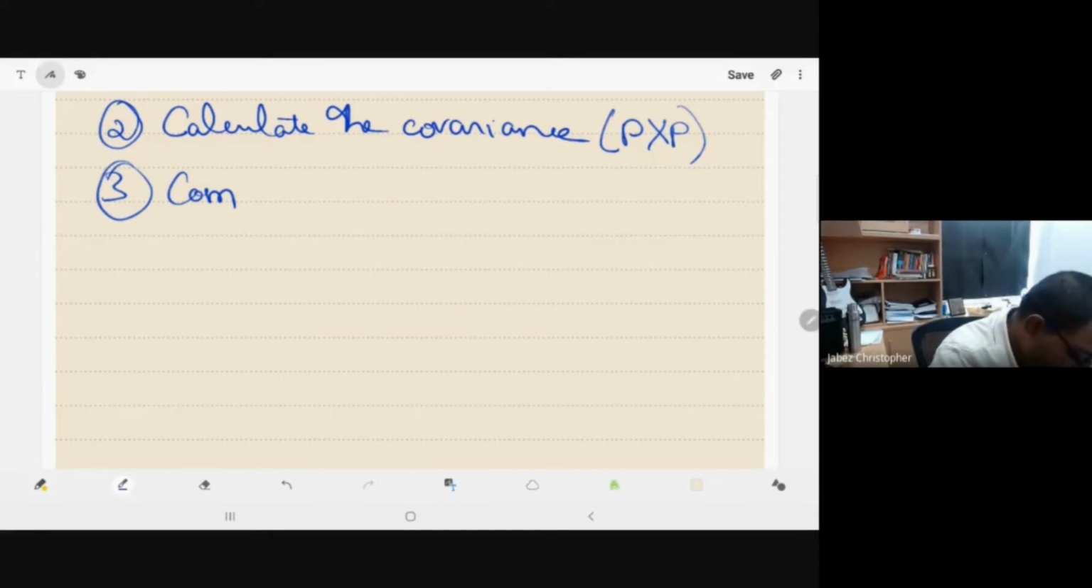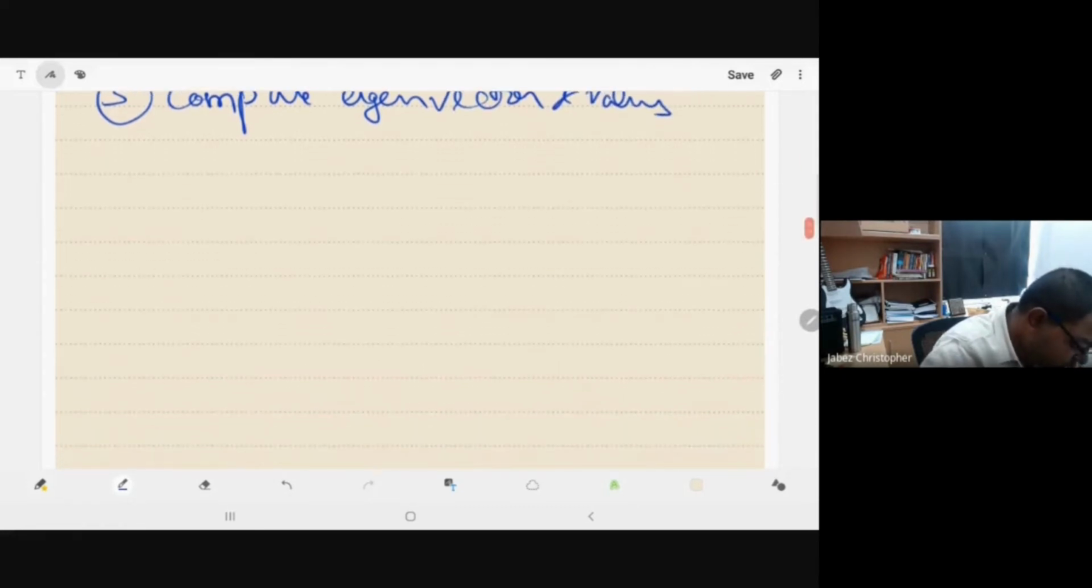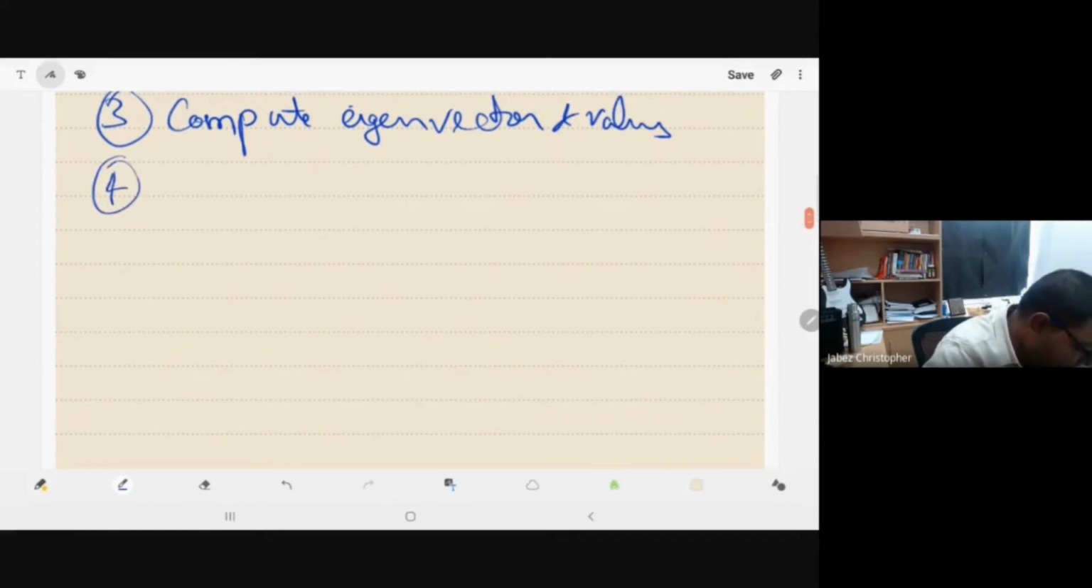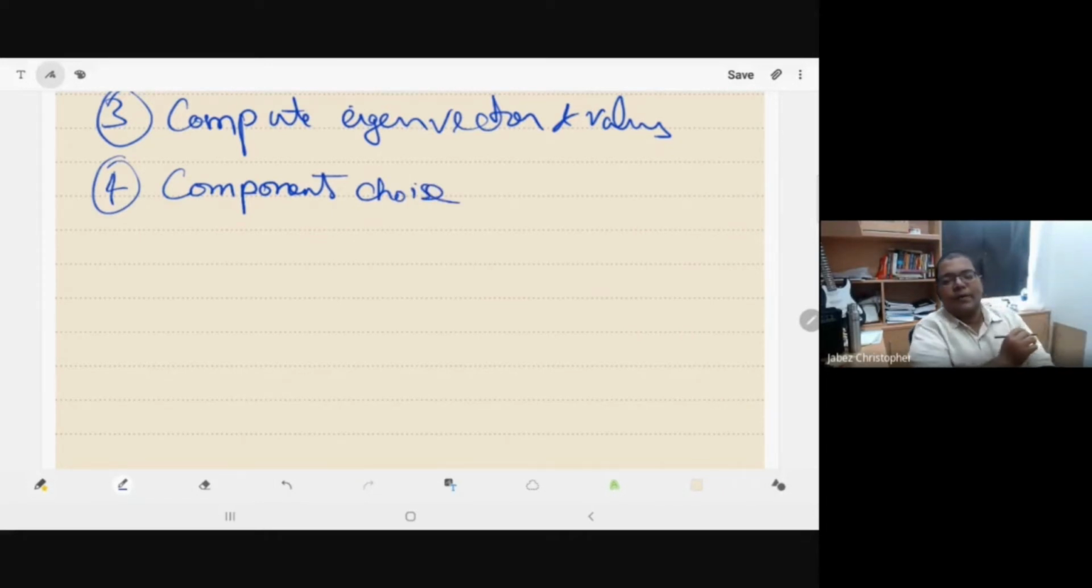So compute eigenvectors and eigenvalues. Choose the principal components. What do I mean by principal components? Choose the appropriate principal components. What do I mean by choosing the components? How do I know which component is very good? The goodness of a component is based on the eigenvalue of the eigenvector. If the value is high, I can choose the corresponding vectors.